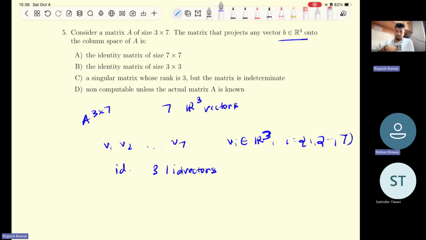Now let's say the matrix was singular, then the identity matrix won't work. You will need additional information based on the type of matrix, so it is not computable in that sense. So option 5 is correct. If the question said it is full rank, then you don't have to think of anything, it's the identity matrix of size 3 by 3. Does anyone have any doubts? No doubt, sir.